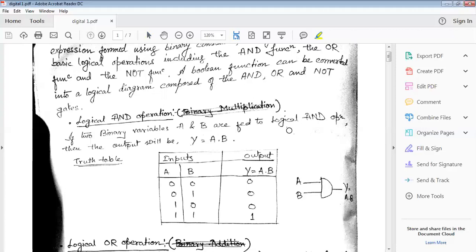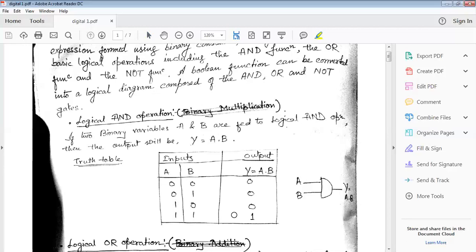That is, if I have two inputs, so what will be the total number of combinations? Total number of combinations will be 2 to the power number of variables. So here the number of variables is 2. So total number of combinations will be 2 squared equals 4. What are these 4 combinations? These are 0 0, 0 1, 1 0, and 1 1.